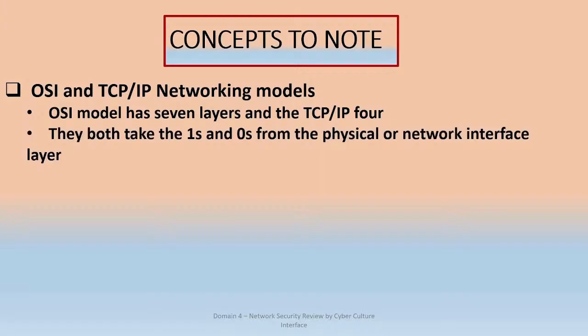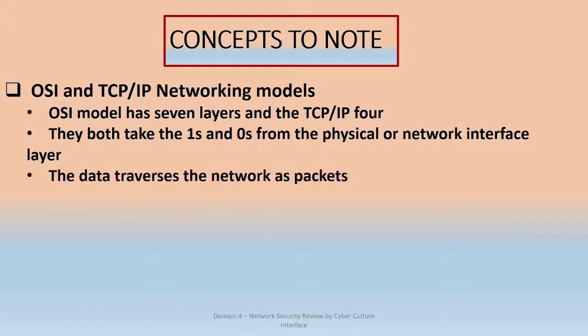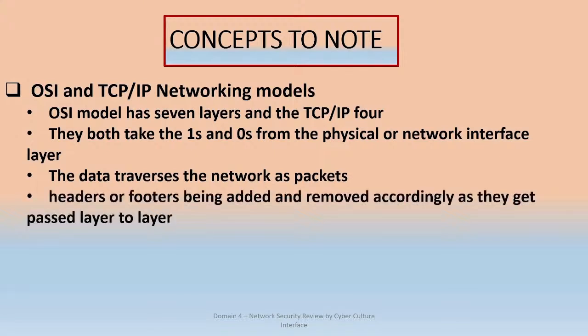But they both communicate with the physical and network interface layer, where they take ones and zeros from the physical devices like a cable. When data is moving within this layer, data moves as what we call packets. Packet is also defined later towards the end of this video. Then we have headers and footers being added and removed accordingly as data moves from one layer to another within this networking model. When data or traffic is passing from one layer to the other, headers and footers are added to each of these packets to help identify, and to help each layer interpret and process the data that is being sent from one layer to the other. Headers and footers are very important while communicating within the networking model.